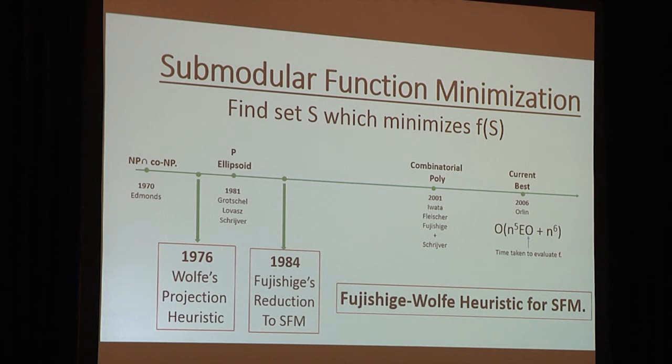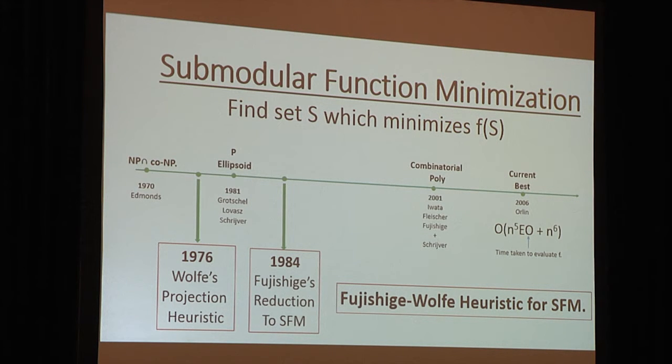Rather, I'm going to talk about a heuristic that predates the polynomial time algorithms. So in the mid-70s, Philip Wolfe gave an algorithm for a purely geometric problem. Given a polytope, I want to find the nearest point to the polytope from the origin, so the minimum Euclidean norm point on that polytope. It's a purely geometric problem. And in 1984, Satoru Fujishige noted that this geometric problem can be used to find the minimum value of a submodular function. So together, this is known as the Fujishige-Wolfe heuristic, or the Fujishige-Wolfe min-norm point heuristic for submodular function minimization.